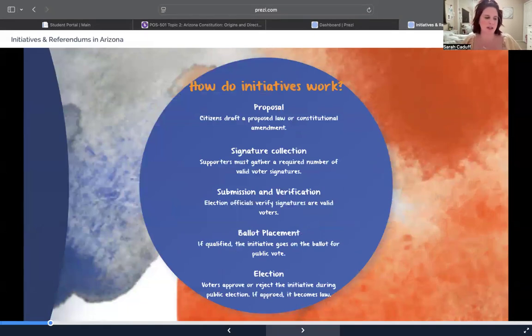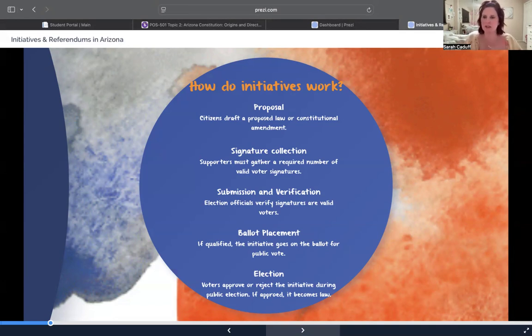So how do initiatives work? So let's take a look. First step is proposal. Okay, so what citizens do is they draft a proposed law or constitutional amendment. If that draft of the proposal is accepted, then they move into the next step, which is signature collection. So supporters must gather a required number of valid voter signatures. So that's where that statutory and constitutional initiative percentage of signatures comes in.